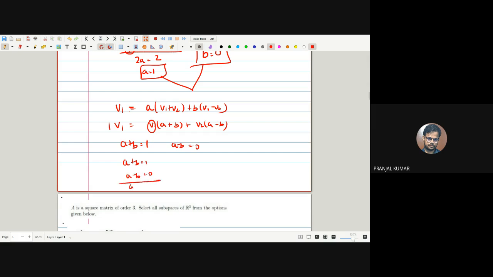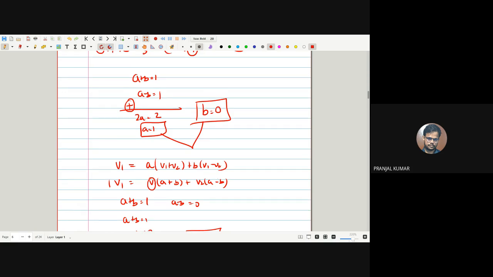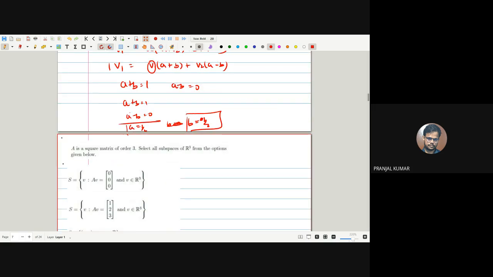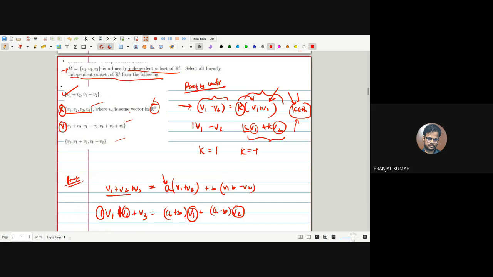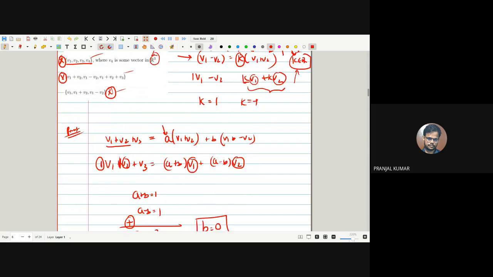So in this case A plus B is equal to half, and A minus B is equal to 0. You add them and you will get A as half, and B also as half. So in that case there exist some unique scalars, so this is also not an independent set. Clear? So only the first was linearly independent.